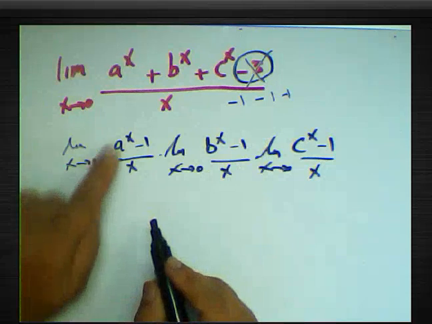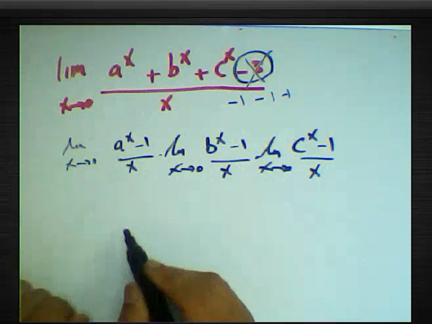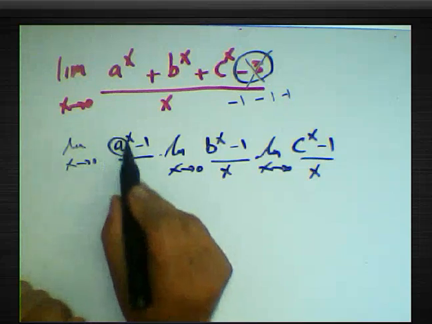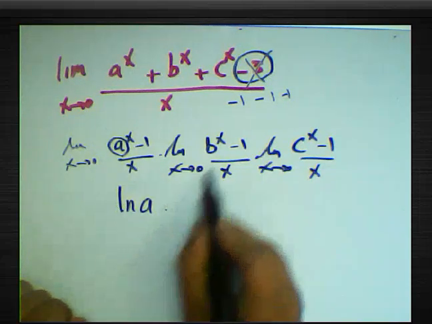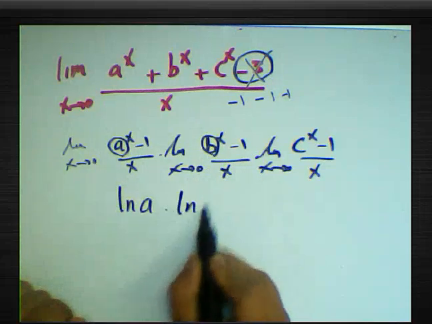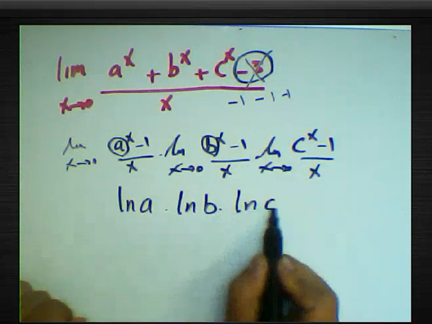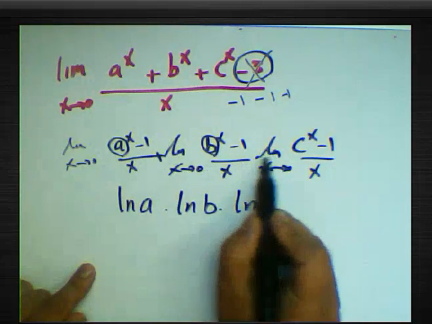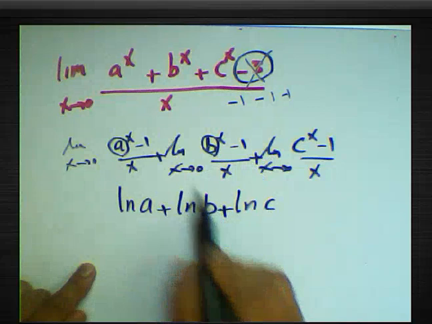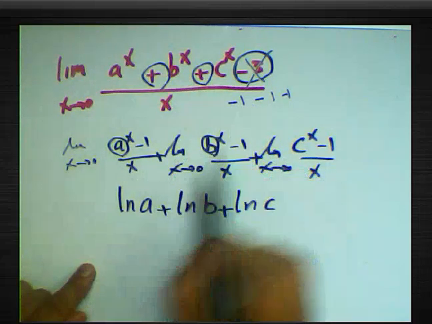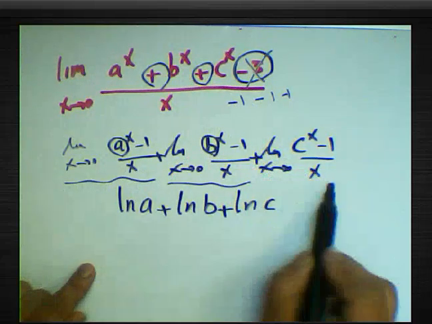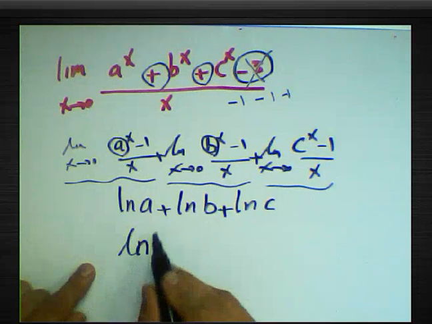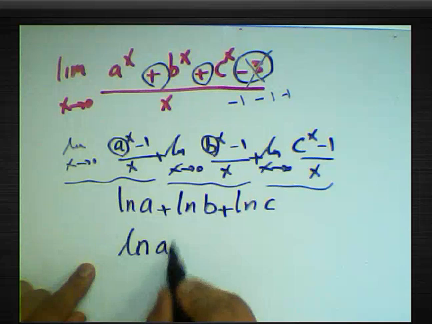We know the rule here. Limit when x approaches 0 of (aˣ − 1)/x is ln a, and here ln b, and here ln c. Okay, and we have positive between them, right? Positive because it's a sum. Okay, the first limit and second limit and third limit. It will be ln a plus ln b plus ln c, and we can simplify it to ln(abc), the multiplication of a, b and c.